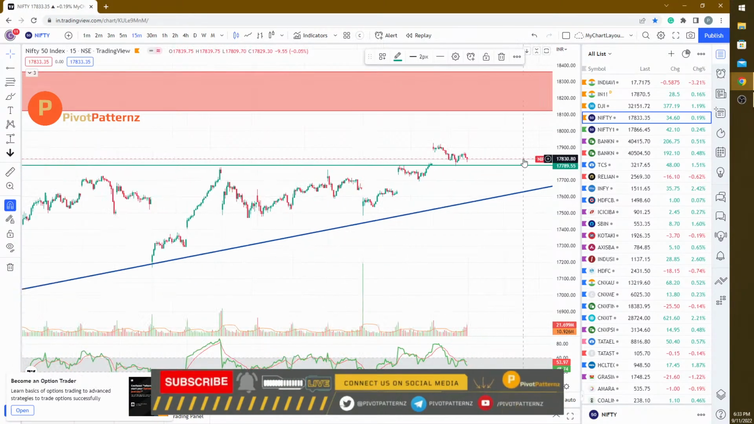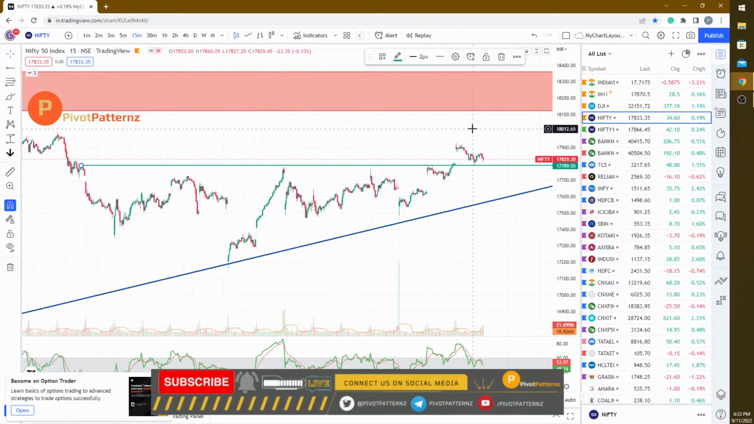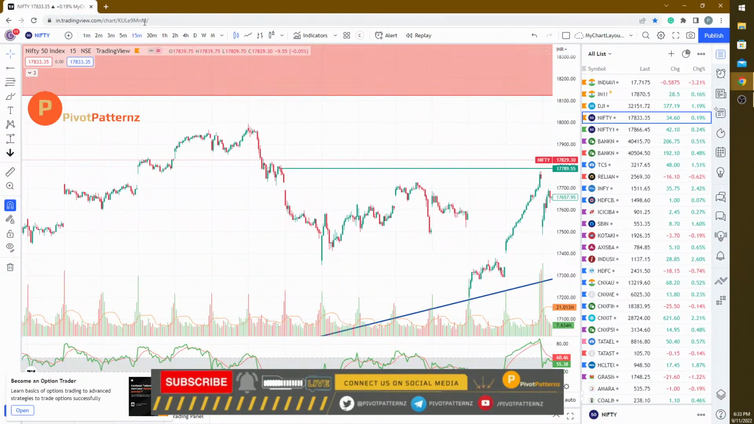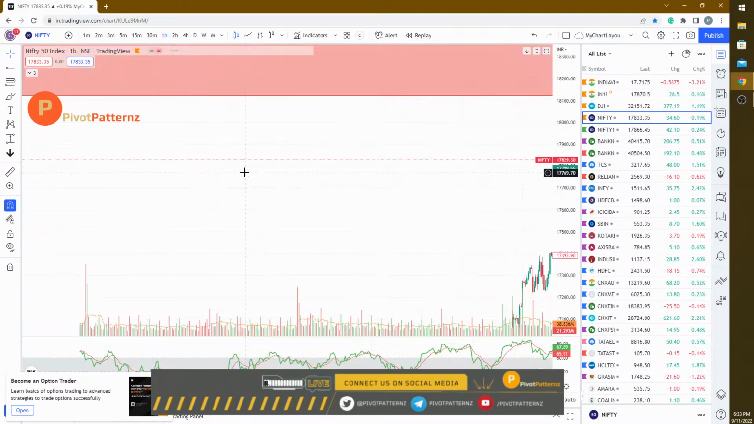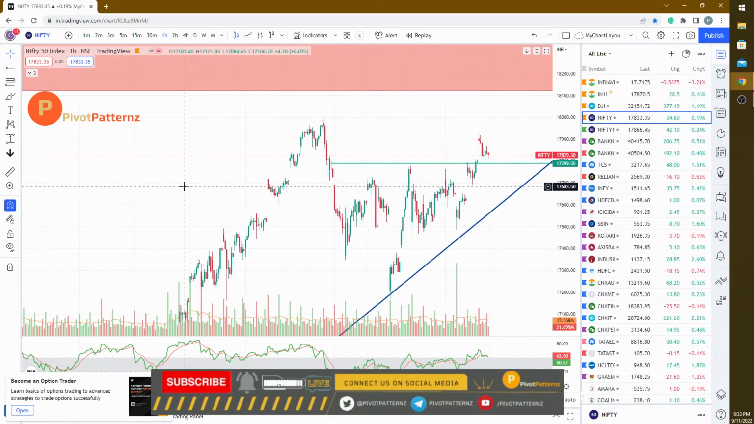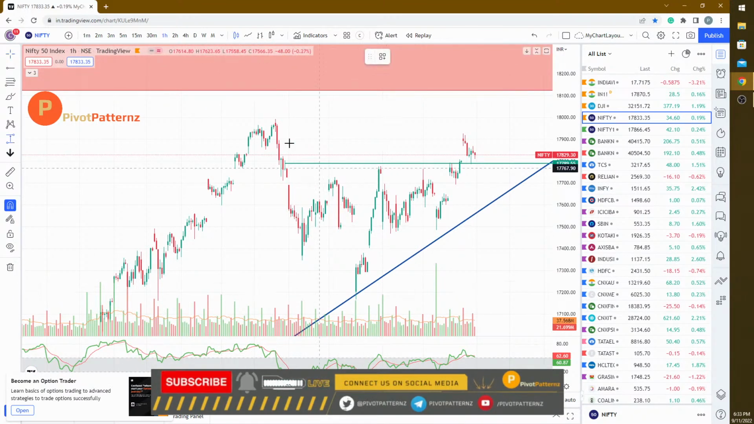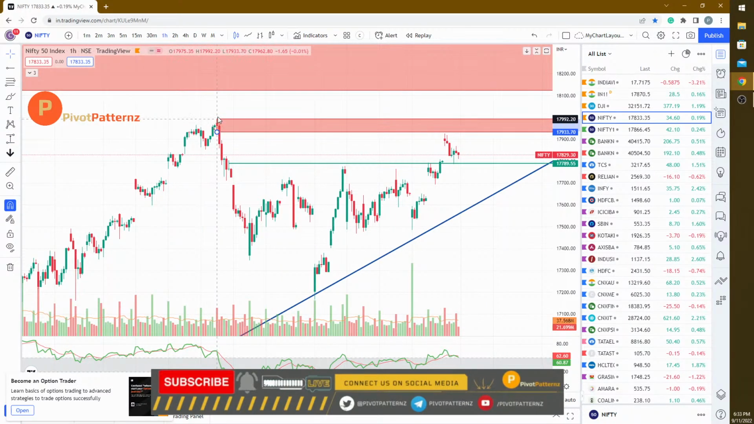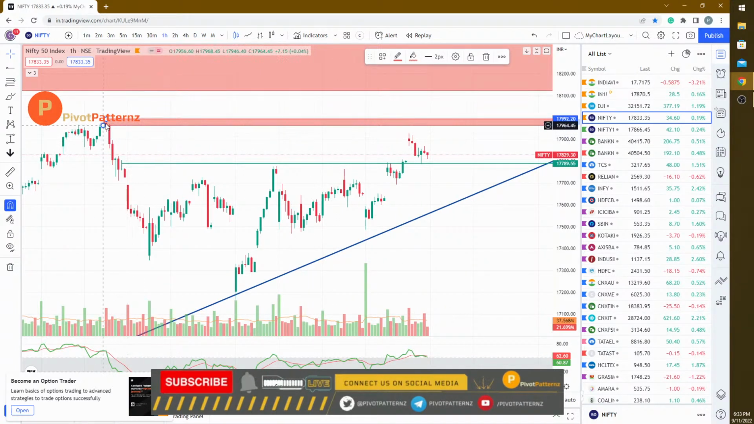So what if we open gap up? You can clearly see on the 15 minutes, if I go to 1 hour, let's see this. If you open directly gap up on this supply zone, it has already been rejected now. Okay, but it has not been tested. So this is a supply zone where most of the players are waiting. Okay, the zone is 17,962.